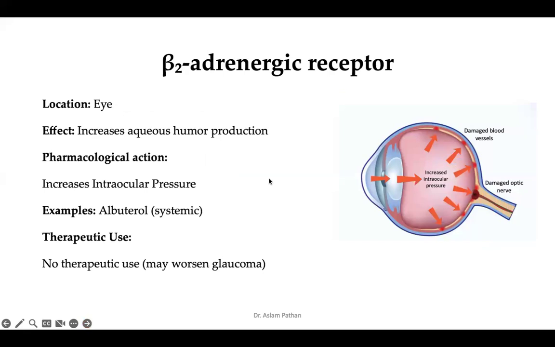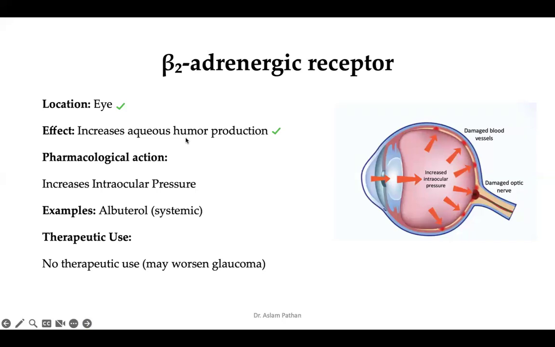Next one, beta receptor in the eye. Beta 2 adrenergic receptor is located in the ciliary epithelium of the eye. The effect of stimulation is an increase in aqueous humor production. See, this is the contrast compared to alpha 2. Alpha 2 adrenergic receptor decreases aqueous humor production, while beta 2 adrenergic receptor increases aqueous humor production.